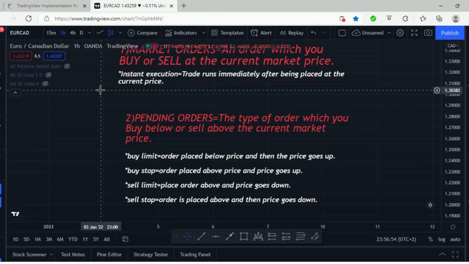On the other hand, on the sell limit, you place an order above the current market price, and then the price goes down. And on the sell stop, the order is placed below the current market price, and then the price goes down.